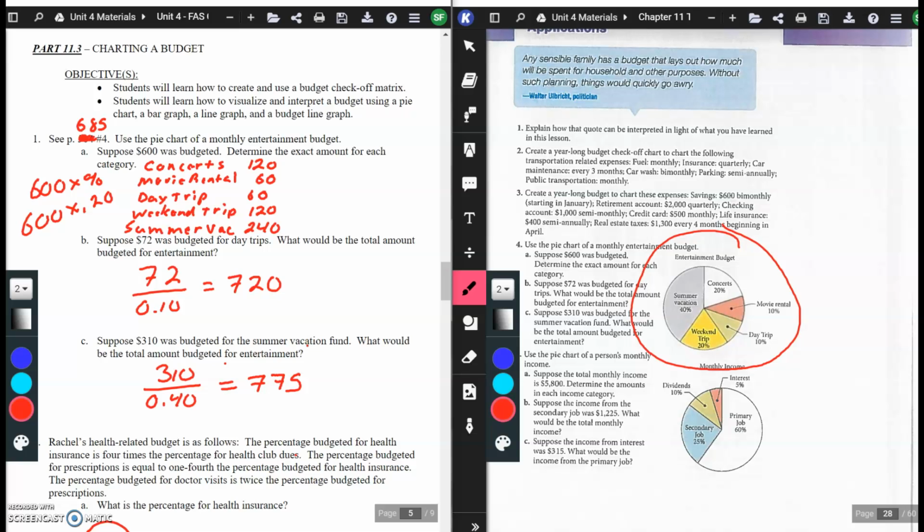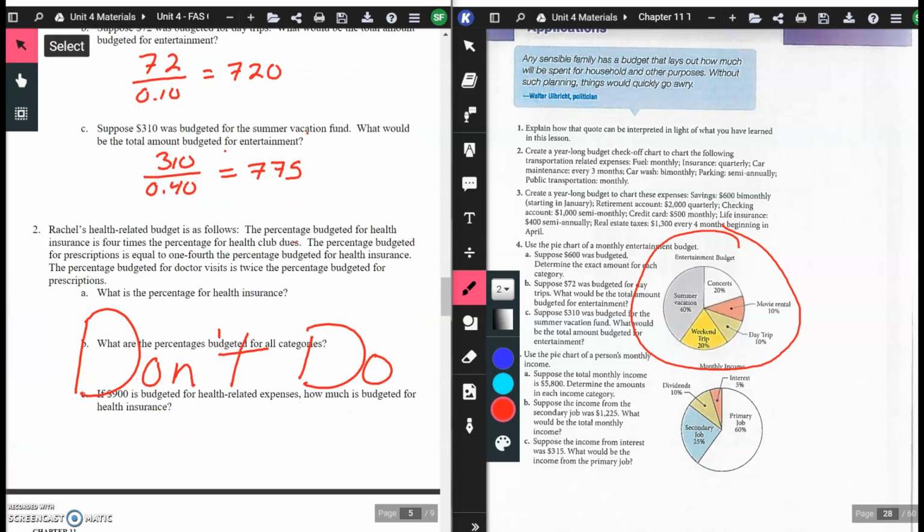Suppose $310 is budgeted for the summer vacation fund. What would be the total amount budgeted for entertainment? So $310 divided by 0.40, because summer vacation was 40%, gives you $775 total budget for entertainment.